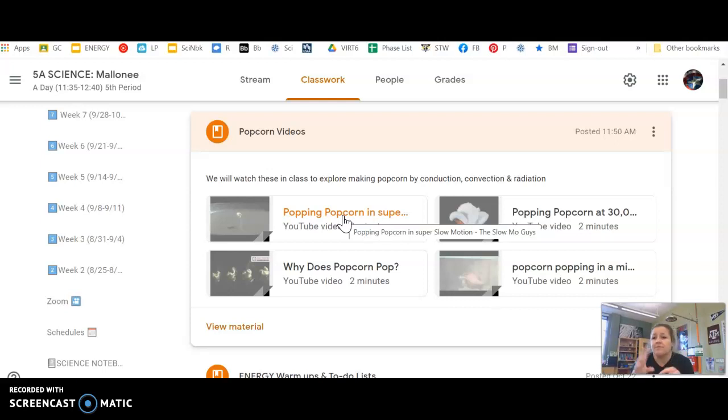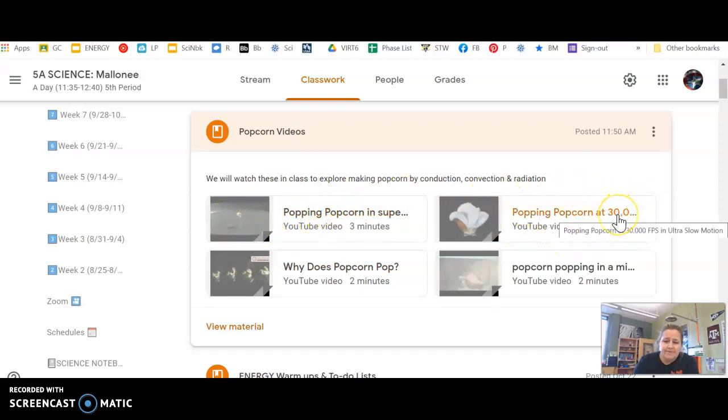Okay, but they'll show you some of it in slow motion. If you see FPS, that's frames per second, because they're showing you how many pictures they're taking in 1 second, like how slow the slow-mo is. Okay, but this one here, they'll be cooking it in a pan. That's going to be your conduction. All right, and they're going to talk about the oil too. But then you can go over to the popping popcorn at 30,000 frames per second, which is even slower.